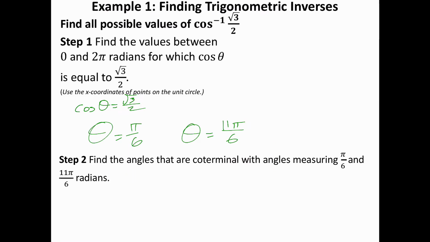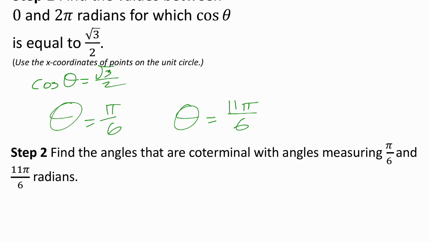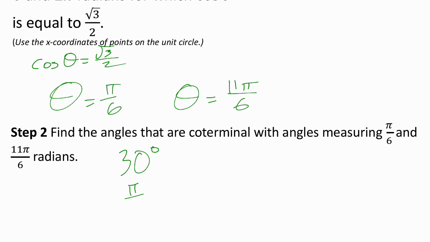Now it says find all the angles that are coterminal with the angles measuring pi over 6 and 11 pi over 6. Thinking back to coterminal, we heavily focused on degrees. So say, for example, pi over 6. Pi over 6 is 30 degrees. And I'll just write this down here. Now thinking back to what we did with degrees and coterminal angles, we just added 360 or subtracted 360. So we could say plus or minus 360, and since we do it over and over and over, we're going to say times n number of times. It could be plus 360 times 1, plus 360 times 2, plus 360 times a million, or minus all those.